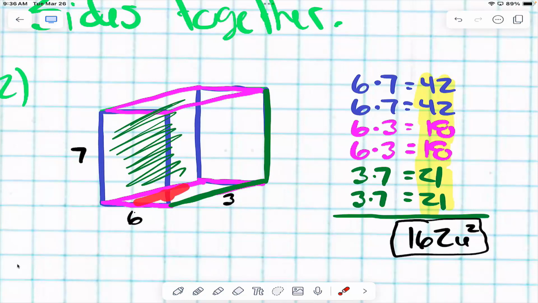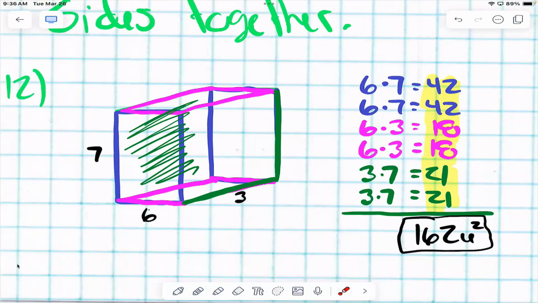Okay, eyes up here. Is that a face right there? Yes. 1. Is this a face up here? Yes. 2. Is this a face up front? Yes. That's 3. Is this a face back here? Yes. That's 4. On the side, we have another face. That is 5. And then the back side, we have another one. That is 6. In order to find surface area, we find the area of every single face, yes?